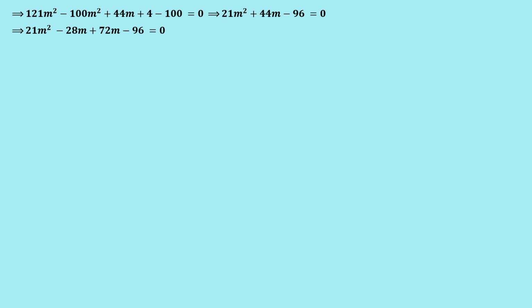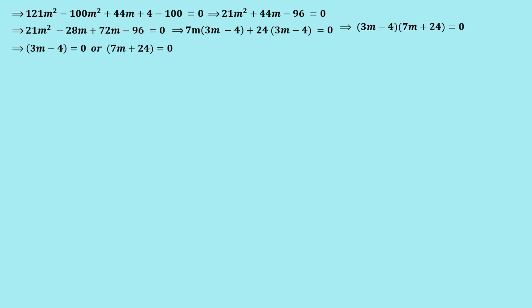We are factorizing that equation, right? 21m square plus 44m minus 96, we are factorizing that one. 21m square plus 72m minus 28m minus 96. 7m is common, 7m into (3m minus 4) plus 24 into (3m minus 4), so (3m minus 4) into (7m plus 24). So 3m minus 4 equal to 0 or 7m plus 24 equal to 0. m equal to 4 by 3 or minus 24 by 7.